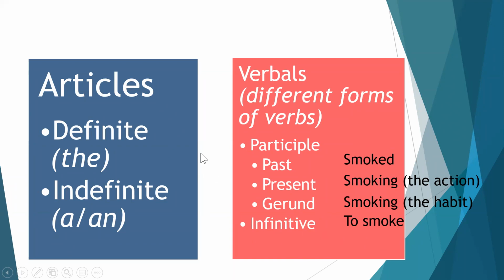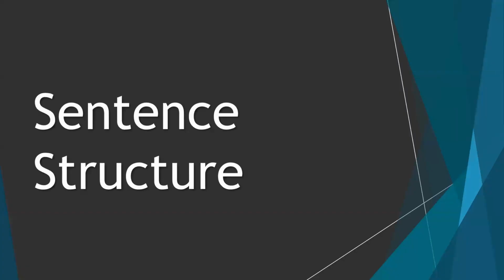Okay, so we talked about nouns, pronouns, adjectives, verbs, adverbs, preposition, conjunction, interjection, and then we talked about articles and verbals. But essentially, we are still talking about the same 8 parts of speech. Whew, okay, we are 2/3 of the way through. I'm going to be late for my next meeting, but we will go through this part about sentence structure.